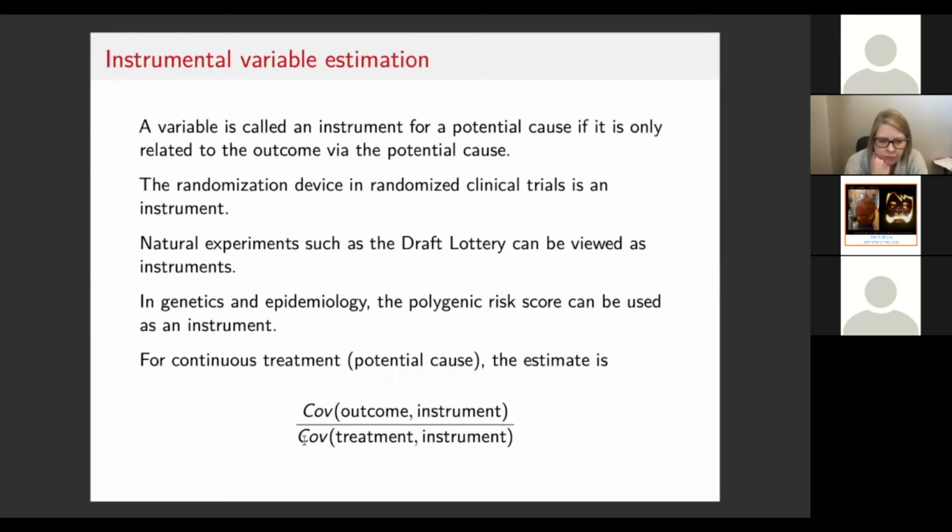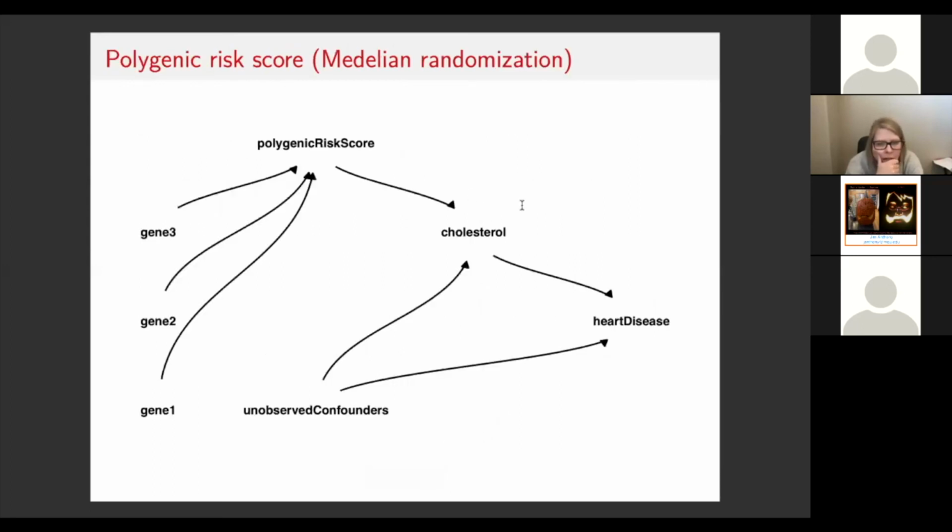Now, if it is a weak instrument, which means that the covariance is close to 0, then you can see that this will blow up. This will be a very unstable estimate. But if it is close to 1, then it will behave like a coin flip, like a randomization device, which will be a very good estimate of the effect of cholesterol on heart disease. So that's the basic idea: to come up with a randomization device for cholesterol using these genes.